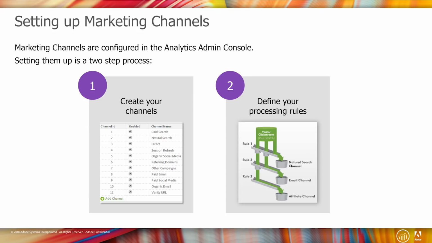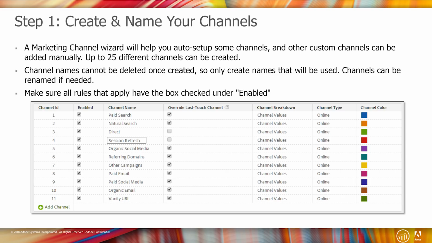There's two very simple steps to setting up marketing channels. First, you create your channels, then you define your rules. And don't worry, a little later, we'll be walking you through Ben's exact examples for how they set them up over at Bluestem Brands. So once you create and name your channels, you'll go through a wizard. And that wizard starts with what we call an auto setup. If you've never created or set up marketing channels for your report suite before, that is the first screen you'll see within the admin console when you head into the marketing channel manager.